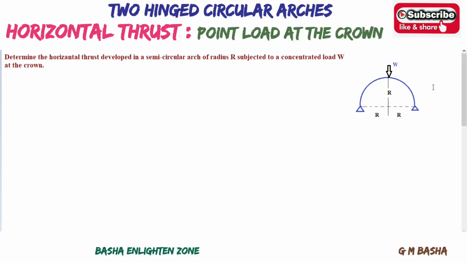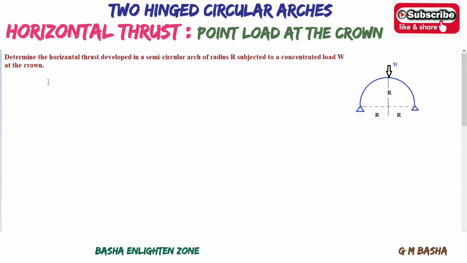Friends, in this lecture I would like to explain another example based on circular arches. In the last examples I explained, based on two-hinged parabolic arches, how to find the horizontal thrust on a parabolic arch, with a point load at the crown and at the same time a UDL over the entire span. But in this lecture I would like to explain another topic based on semicircular arches.